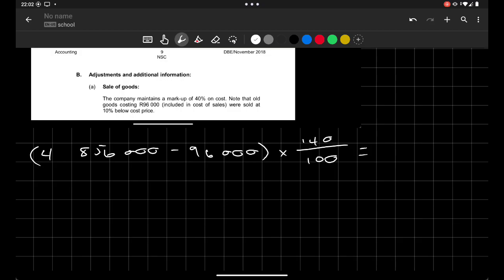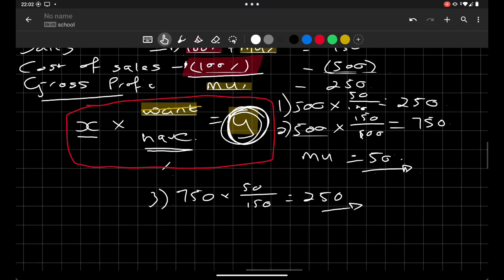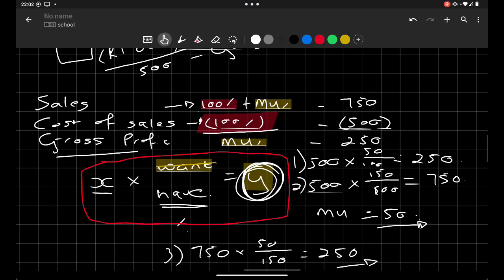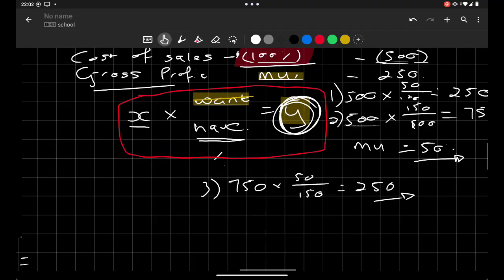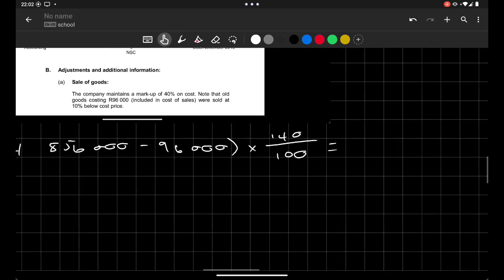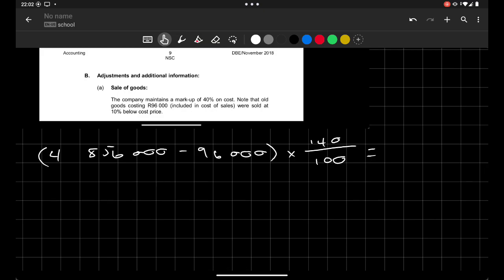Before we go to that, I also wanna compile the other one, right? Now, this equation of what we want over what we have, I'm gonna show you how applicable it is, not just for this topic, but possibly for other topics with similar questions. Now, they said the 96,000 goods included in cost of sales was sold at 10% below cost price. Now we're going to say 96,000. We're going to find out what was the amount that it was sold for, right?